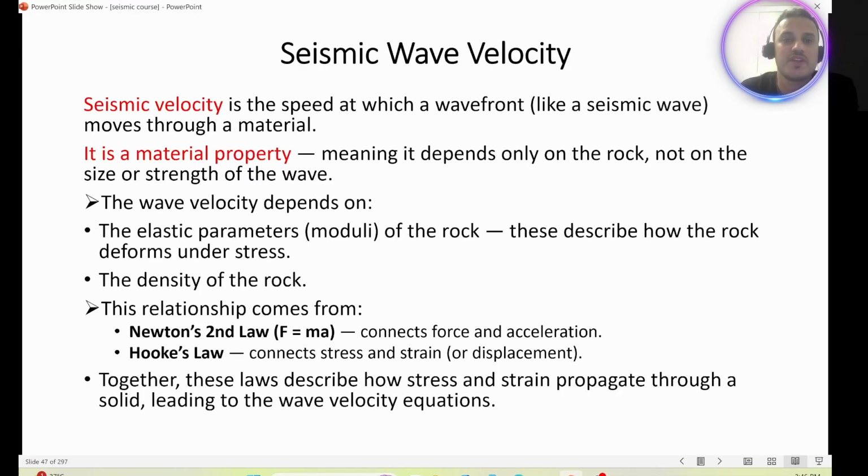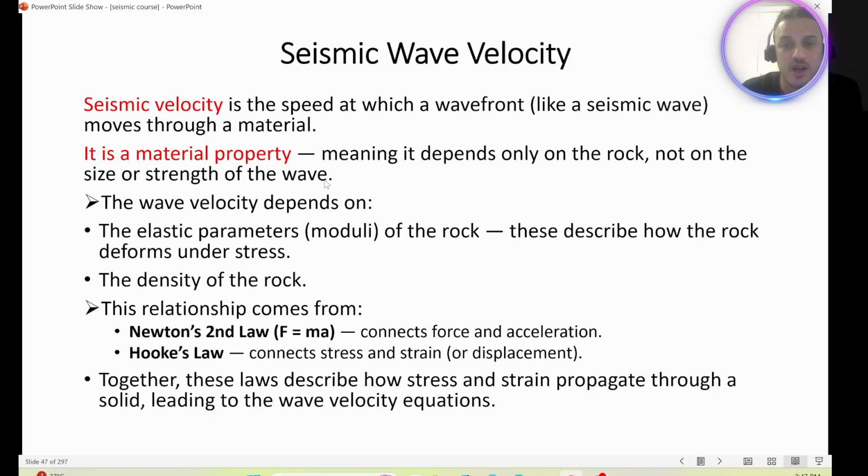We also have the seismic wave velocity. The seismic velocity is the speed at which the seismic wave moves through a material. So how fast this seismic wave can pass through a material. So it also depends on the rock property, the material property. Meaning it depends only on the rock, not on the size or strength of the wave.